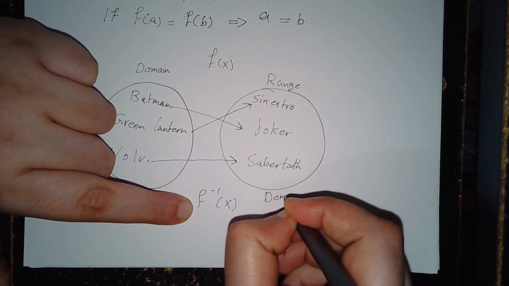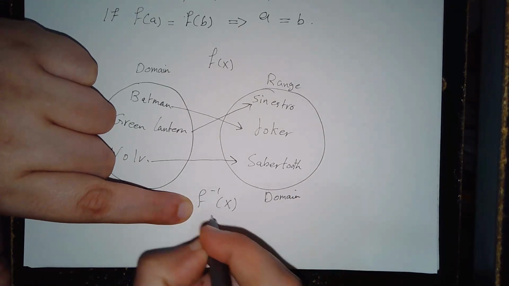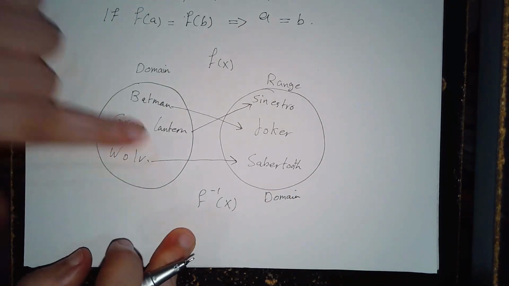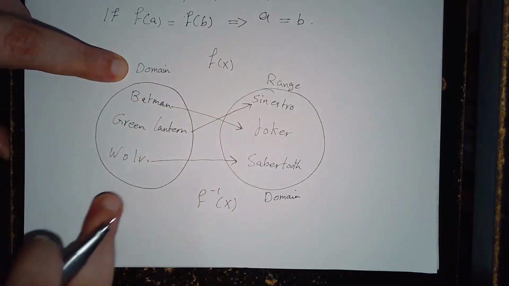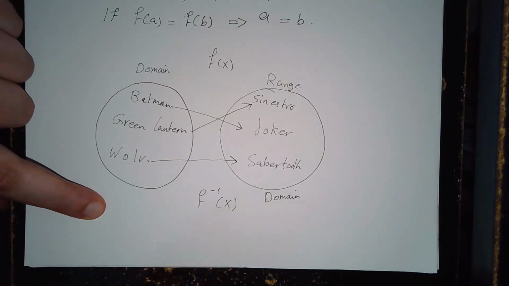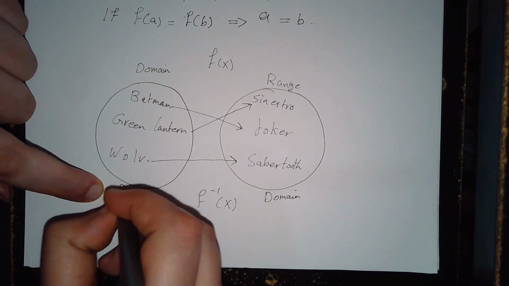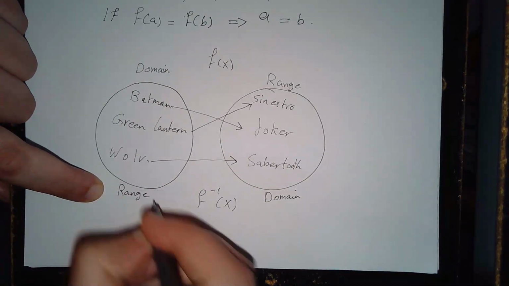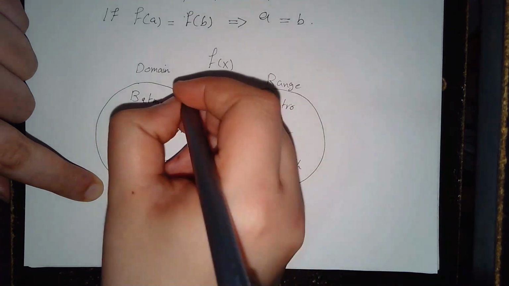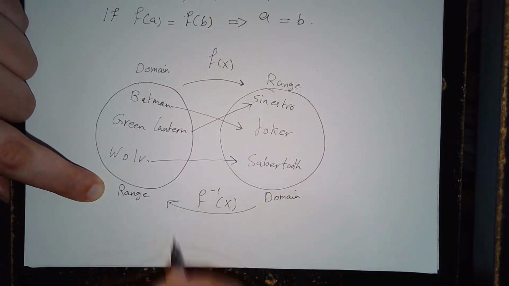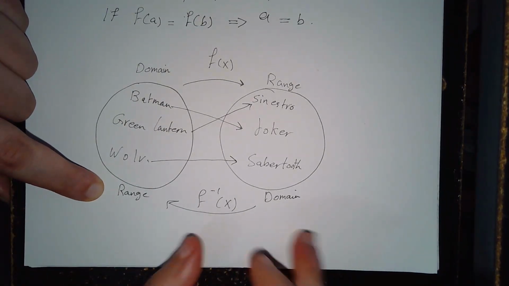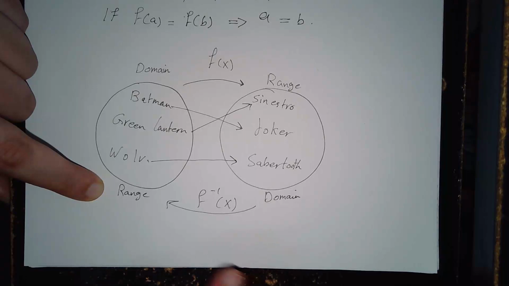it will be the domain of f inverse. And the superhero group, even though it was a domain of f of x, it will now be the range of f inverse. You see that? So the relation here goes in that direction, but over here it's actually going in this direction. So that's what an inverse function is. It's the opposite of what the original function is.